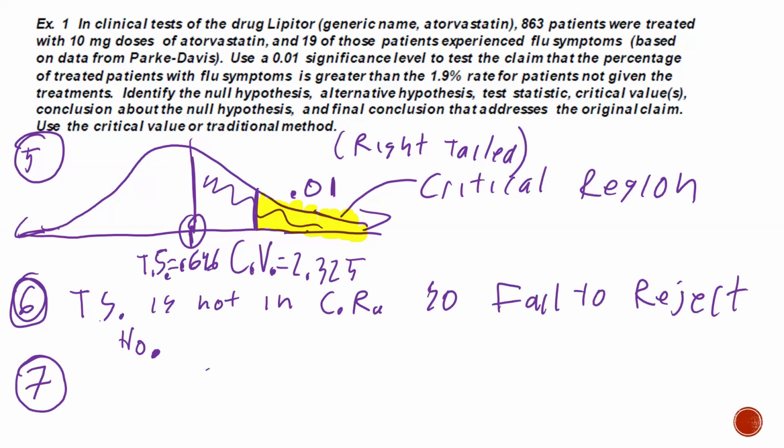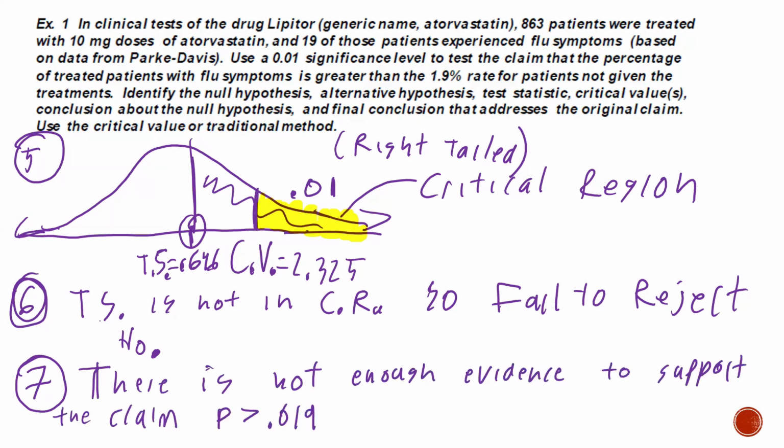Another thing to point out: when we say fail to reject, we don't know that the null hypothesis is exactly true, right? But what happened isn't unlikely enough to say that it's false. So we would say there is not enough evidence to say that our sample is any more fluey than any other random group of people who are not on Lipitor. So there's not enough evidence to support the claim, and the claim, roughly speaking, is that Lipitor causes the flu.